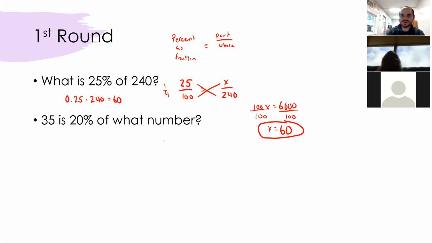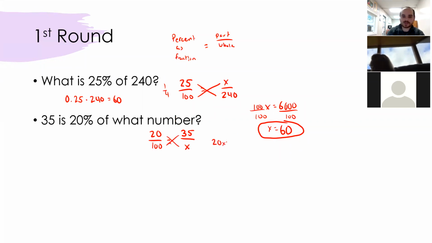Okay. So for this one, good, Taven. We want to set up our ratio. We've got our percent, which is 20. So we have 20 over 100 equals. Now this time we know our part. We don't know our whole. So we've got 35 over x. And then what we can do, we can cross multiply and then solve it out.